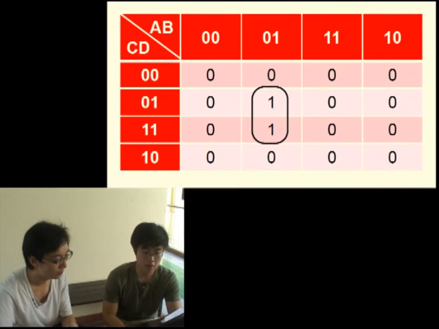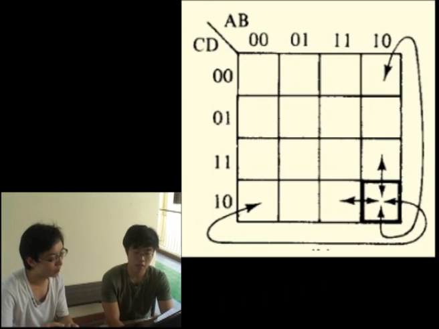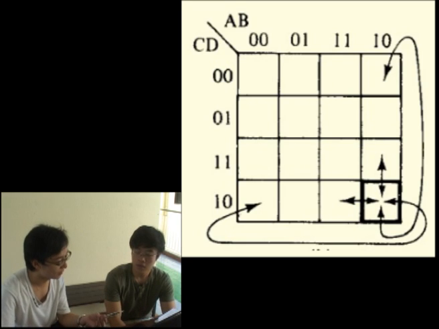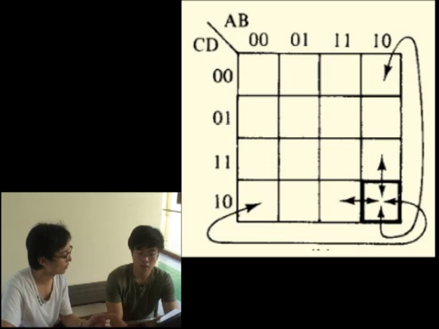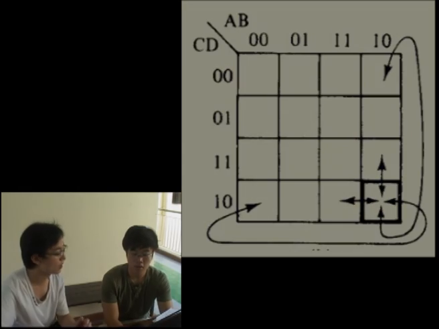Alright, so can I group it in this way? Oh yeah, I can. But there are more examples to be specified. The top and the bottom rows and the leftmost and rightmost columns can also be grouped together. Like this, since 00 and 10 also only differ in 1 bit.